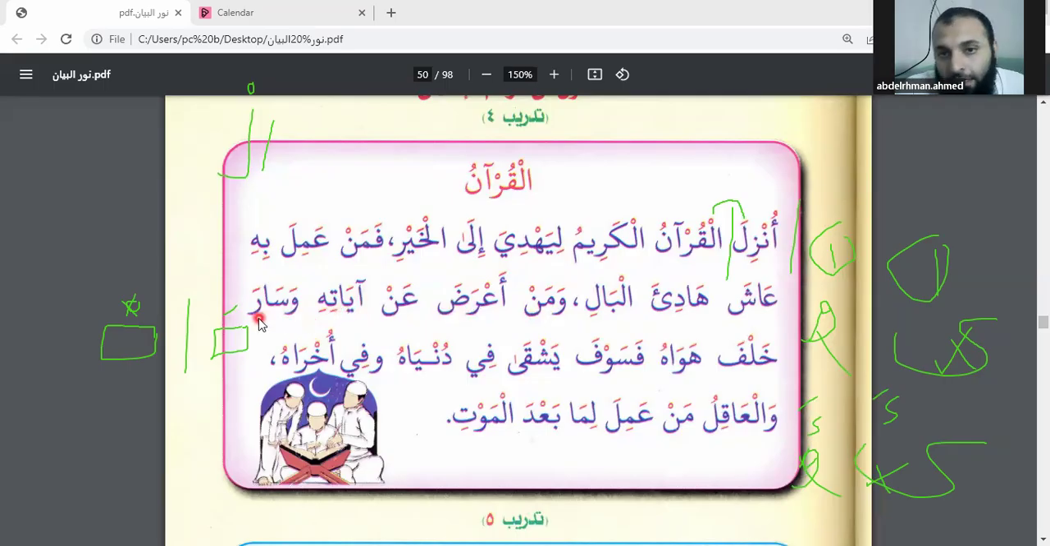هادئ البال ومن أعرض عن آياته وسار خلف هواه فسوف يشقى في دنياه. Stretch the kasra. This should be waw. There's a mistake here. وفي أخراه والعاقل من عمل لما بعد الموت. I think that's enough for this lesson.